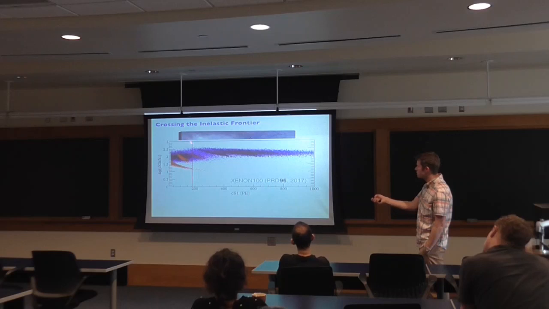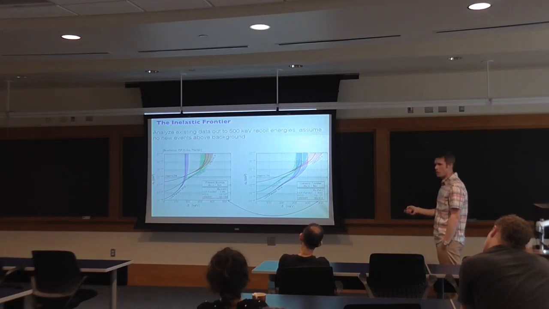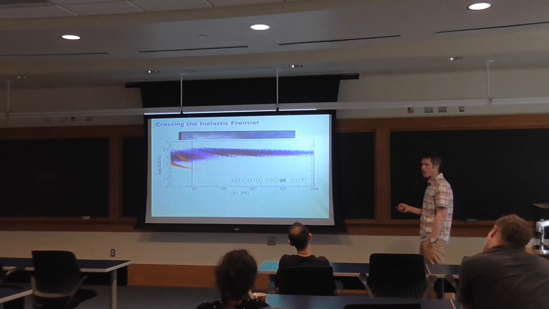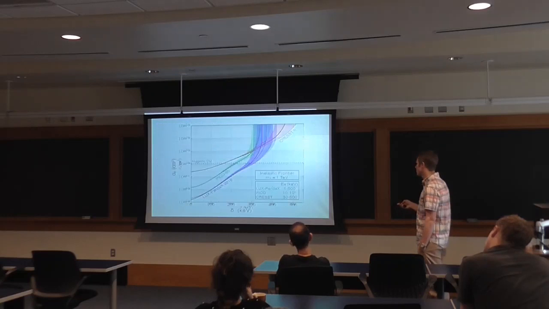Previously, all the plots they showed stopped at this black line, and that was what we analyzed to get these curves. And then we went ahead and imagined that they saw nothing, and we produced this curve. And then after our paper came out, Raphael updated his paper and showed us that indeed they see nothing. So that was unfortunate. We would have preferred for them to see something.